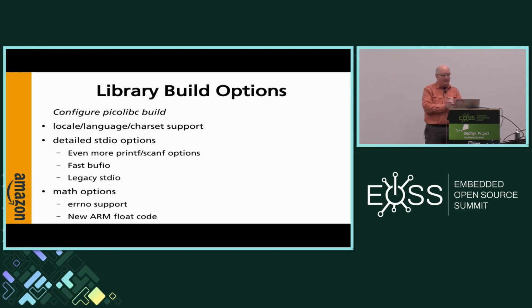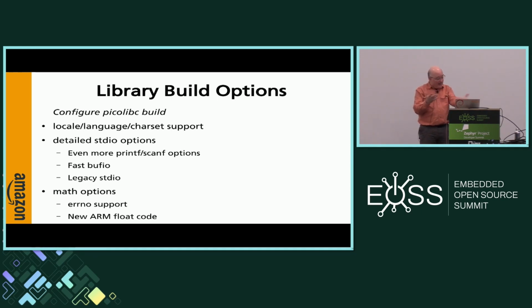Obviously, there's a bunch of standard I/O options. There's even more printf and scanf configuration bits. You can turn on and off whether it supports the new binary output thing. You can tell whether it supports the POSIX positional parameters, all that kind of stuff. The fast buffered I/O is selectable. It's usually on by default because it's only used when you're using buffered I/O.